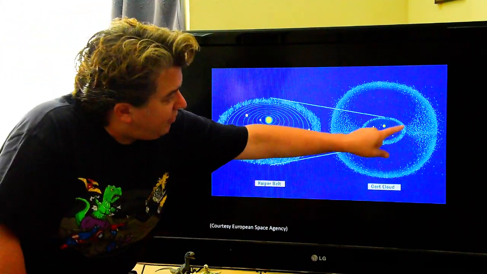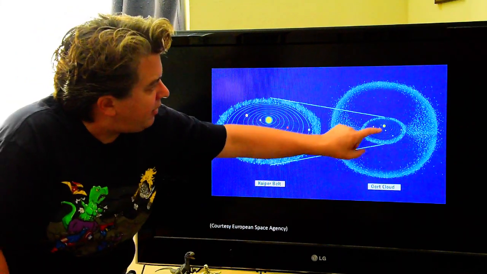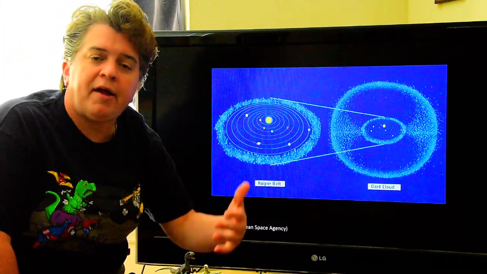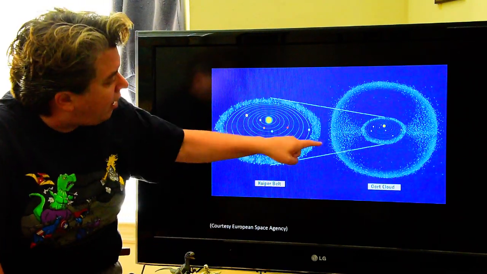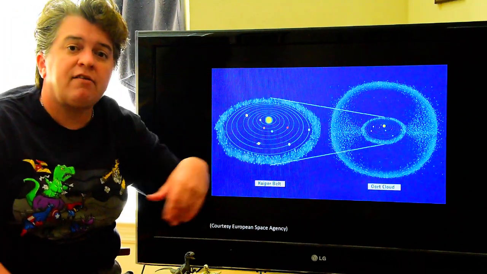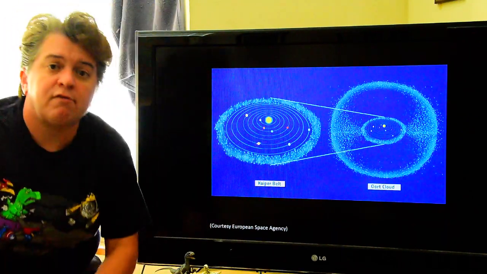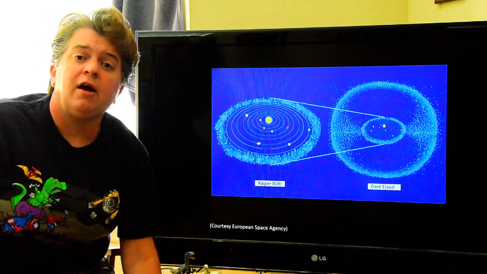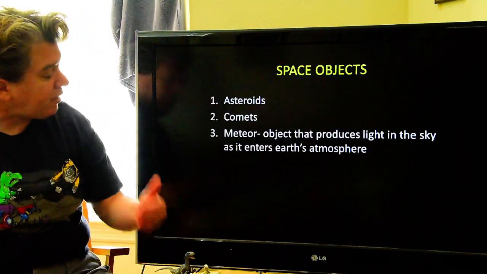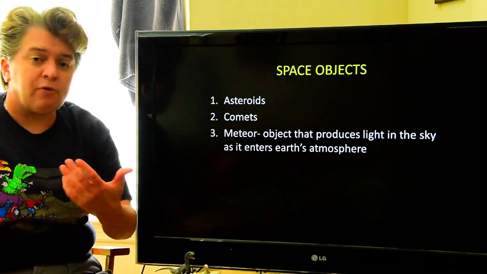But then, way out there, there's the Oort cloud. And that's why it takes so long for these long period comets to come in and go back, because it's such a long distance. So it can be thousands of years before these comets actually come back around the sun. All right, so those are the asteroids and the comets.